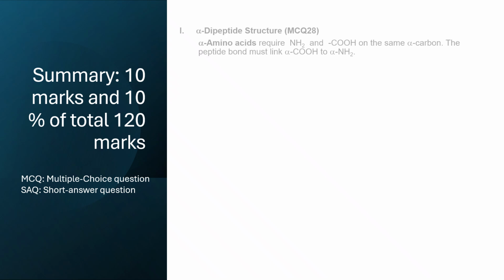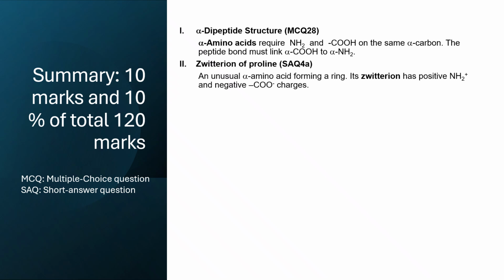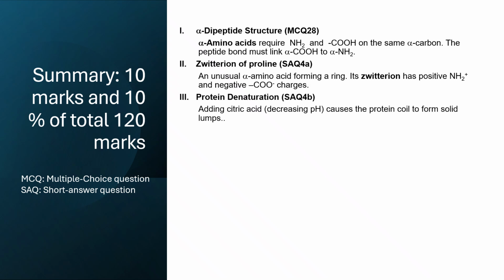Alpha-dipeptide structure, MCQ 28: alpha amino acids require NH2 and COOH on the same alpha carbon. The peptide bond must link an alpha carboxyl, COOH, to an alpha amino, NH2. Zwitterion of proline, SAQ4A: an unusual alpha amino acid forming a ring. Its Zwitterion has positive NH2+ and negative COO- charges. Protein denaturation, SAQ4B: adding citric acid, decreasing pH, causes the protein coil to form solid lumps.